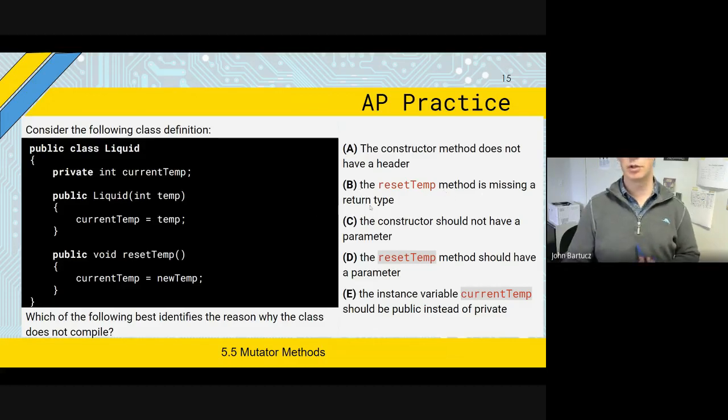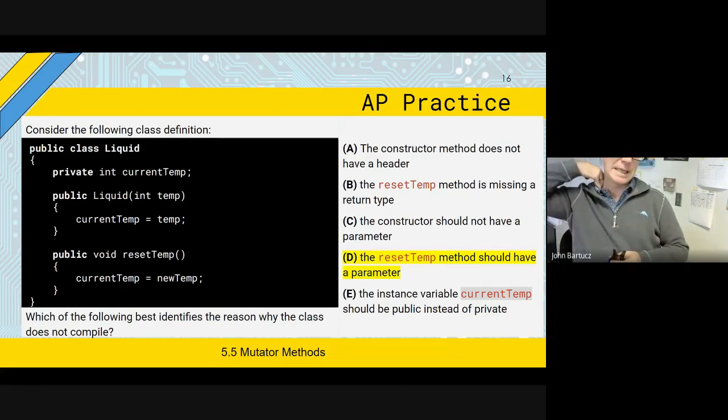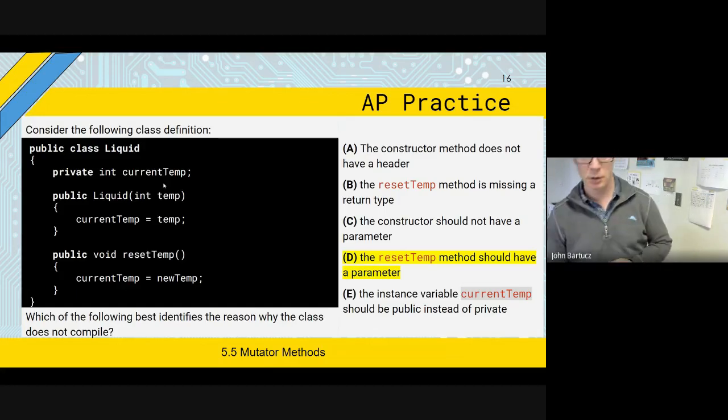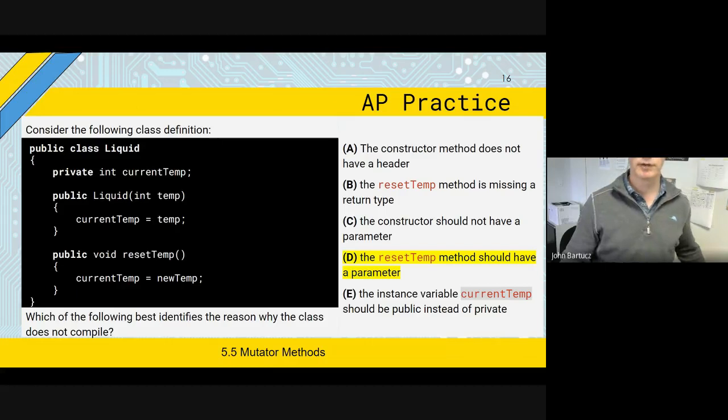Reset temp is missing a return type. That's not true. It is public void. Constructor should not have a parameter. Constructors can have parameters. We know that. D, the reset temp should have a parameter, right? Because you're setting the current temp to new temp, but you're not telling Java what new temp is. So reset temp should have int new temp in it. Or at least new temp needs to be somehow defined. Instance variable current temp should be public instead of private. No. Most instance variables should be private.